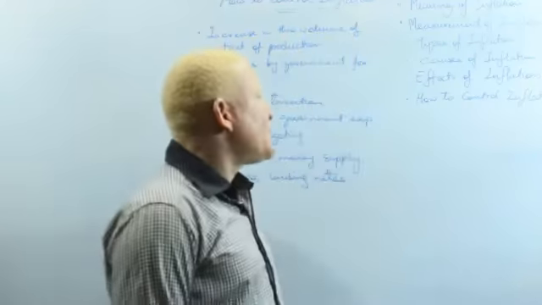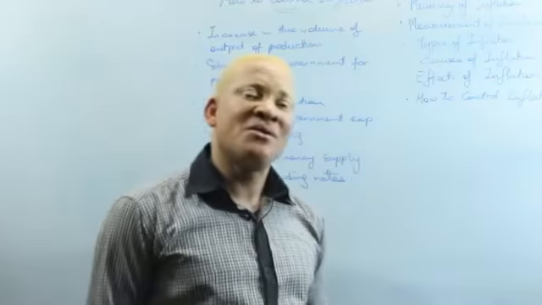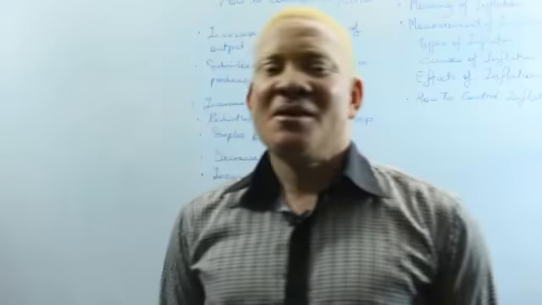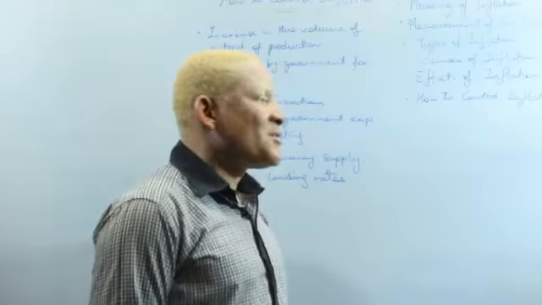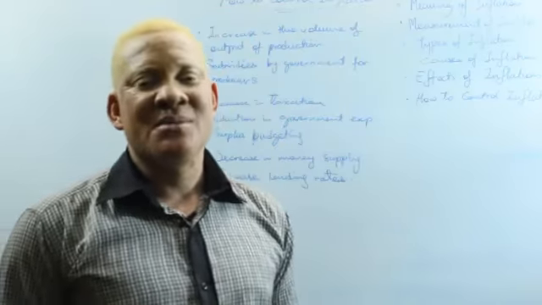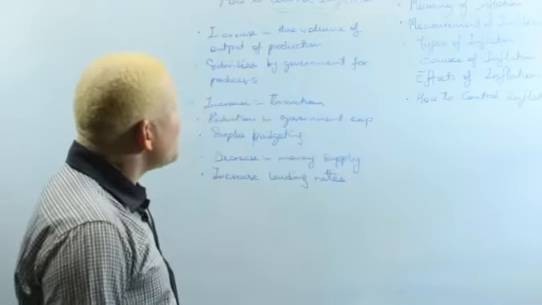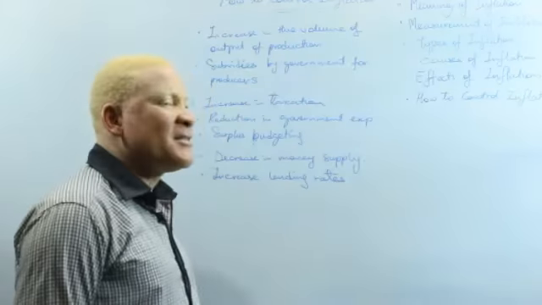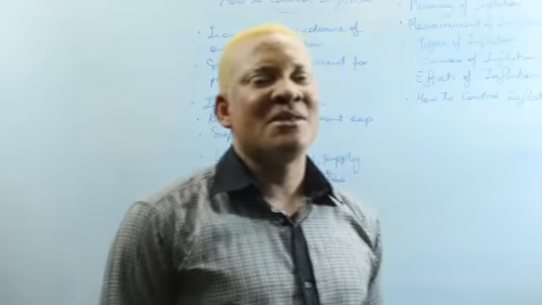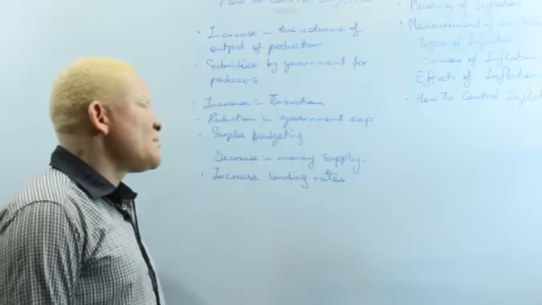Now, looking at this, the first one says increase in the volume of output of production. That is in so many ways, either through motivation of workers or through just making sure that the quality of workers or the quality of production input is able to be more efficient and produces higher. Then the next one is what? Subsidies by government for producers. This will actually reduce the cost of production on the part of the producers. So what that means, definitely, is that prices will either be stable or reduced.